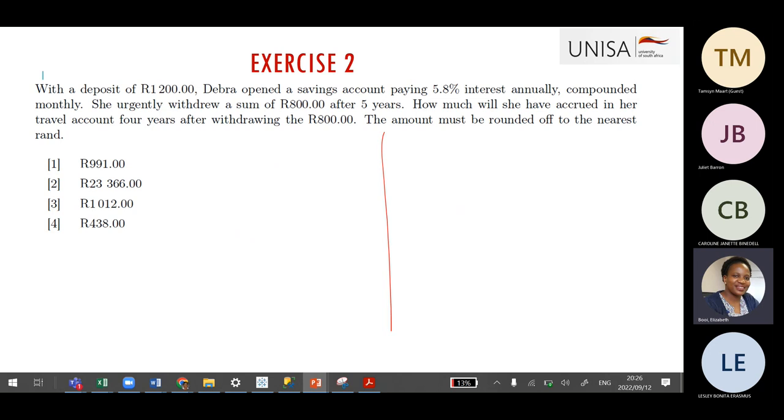So with a deposit of 1,200, Deborah opened a savings account paying 5.8% interest annually, compounded monthly. She urgently withdrew a sum of 800 after 5 years. How much will she have accrued in her travel account 4 years after withdrawing the 800? The amount must be rounded off to the nearest.